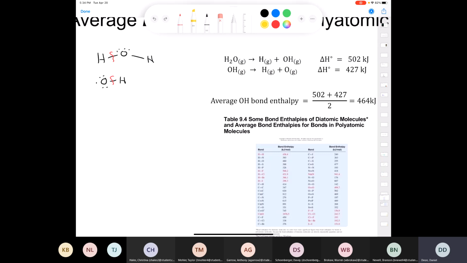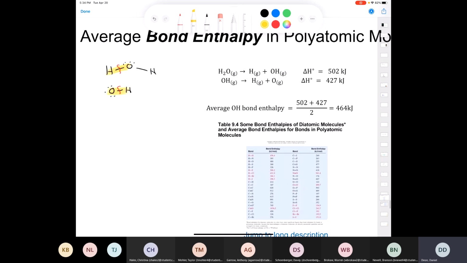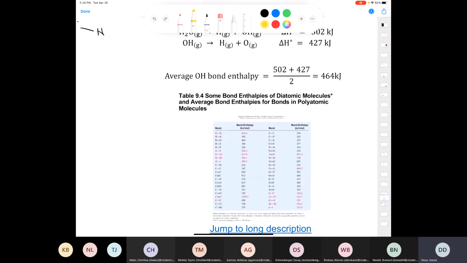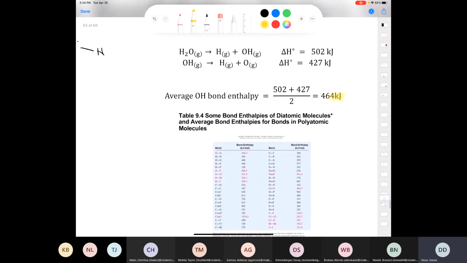What does that tell you? That tells you that the oxygen-hydrogen bond strength varies, doesn't it? We see that it's different whether it's this oxygen-hydrogen bond or this one here. Since they're in different electronic environments, they have different bond enthalpies. So a good question to ask would be, what's the oxygen-hydrogen bond enthalpy? Well, if we take an average of those two numbers, we get 464 kilojoules.